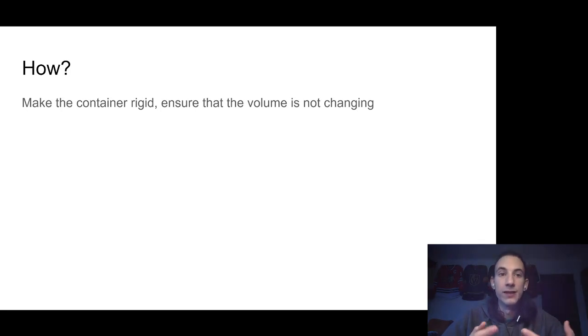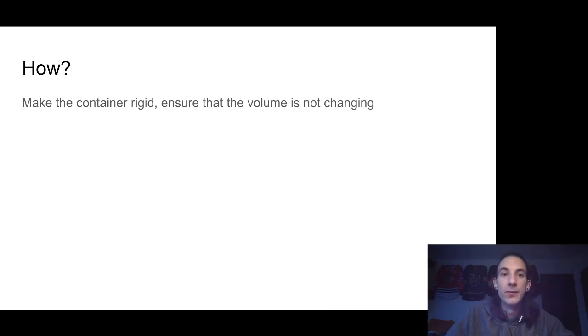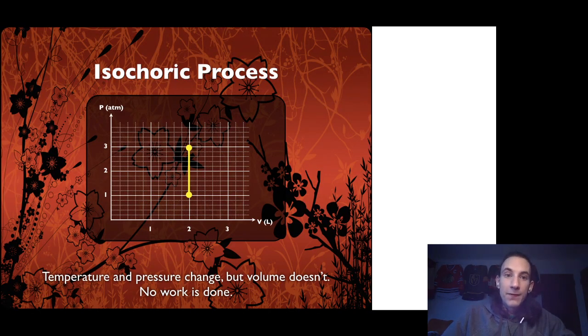So if we wanted to do this in a lab setting, we'd have to make this container rigid, ensure that the volume's not changing, and then add some sort of heating element if we were going to change the internal energy. So either put it on a hot plate or put it in ice in order to change the internal energy through heating. And if we were going to graph an isochoric process, the volume's not changing, so that's just going to be a straight line. It's going through a change in pressure, but the volume is constant throughout. Relating it back, there's no area under that, it's just a line, so there can't be any work associated with it.